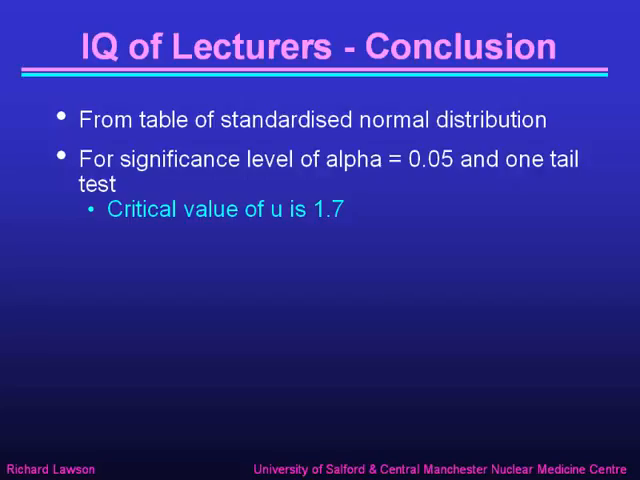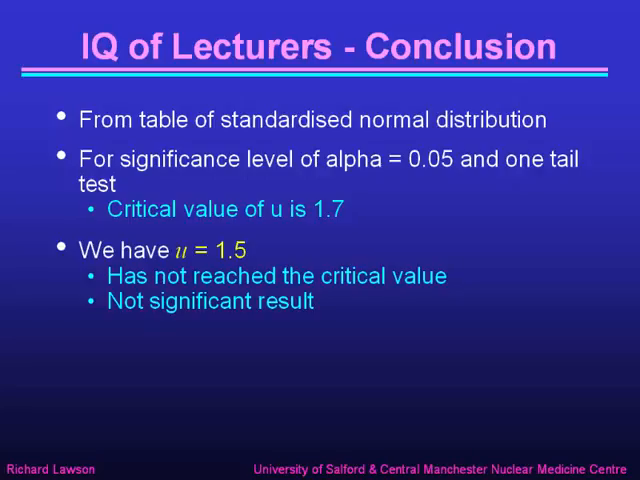So we conclude that from the table of the standardized normal distribution, for our significance level of alpha 0.05 and a one-tailed test, we have a critical value of u of 1.7, but we've only achieved a u of 1.5. It hasn't reached the critical value. We don't therefore have a significant result. So we can't reject the null hypothesis.